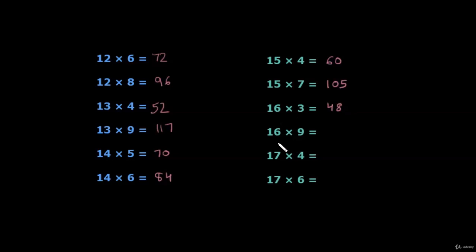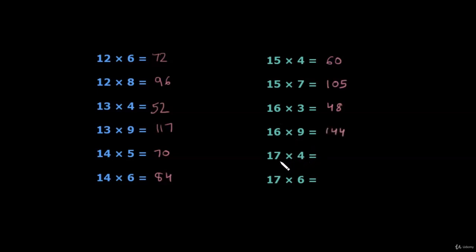9 times 10 is 90 and 9 times 6 is 54. And we can split this 54 to 10 plus 44. So 90 plus 10 plus 44. 100 plus 44, that is 144.